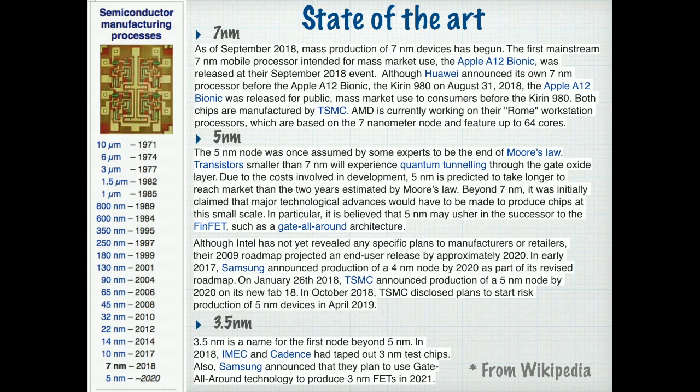Okay, so that's all I'm going to talk about processing for now. I'm going to talk about transistor characteristics. Any more questions on the processing?